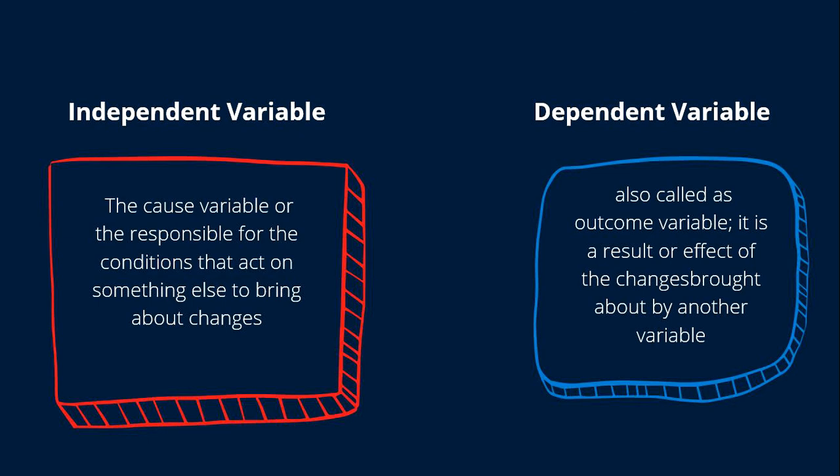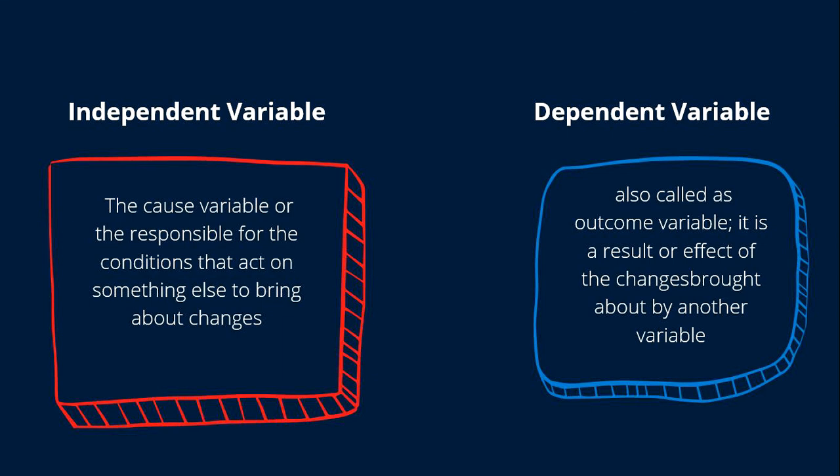Independent and dependent variable. The independent variable is the cause variable, or the one responsible for the conditions that act on something else to bring about changes. So this is the cause. Whereas the dependent variable, this is what we call the outcome variable, and it is a result or effect of the changes brought about by another variable.